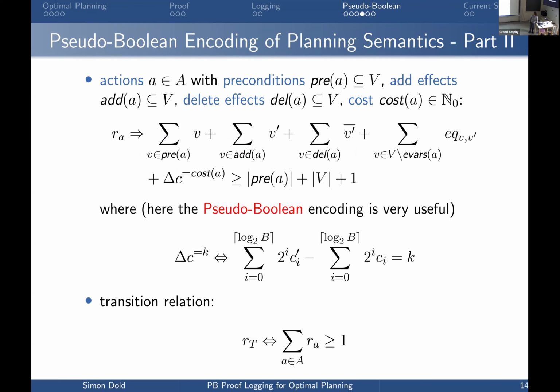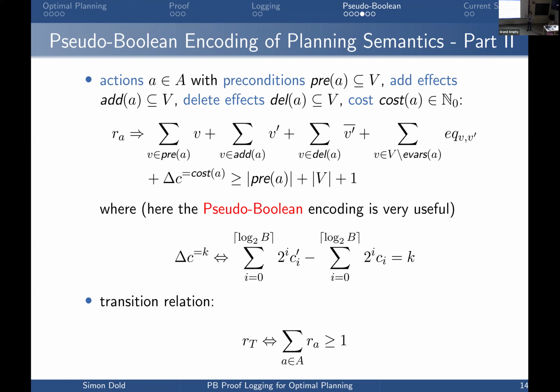And now to the interesting part, the actions. How do we encode them? So I said for an action, we have a precondition. When are we allowed to apply this action? And it has to the precondition, so all the state variables that are part of the precondition, that should be part of the state, otherwise I'm not allowed to apply it. So this will be part of the conjunction.